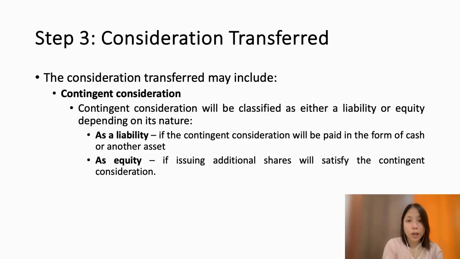Contingent consideration may be payable in cash or in shares or equity securities. If it's payable in cash, then it is recorded as a liability using the account title Estimated Liability for Contingent Consideration. If it's payable in shares or other equity securities, then it is recorded as equity under the account Additional Paid in Capital.